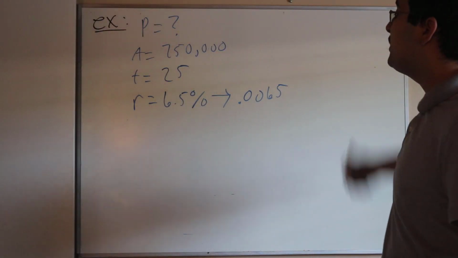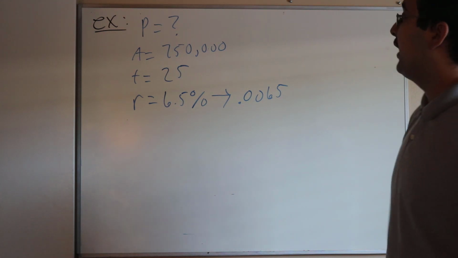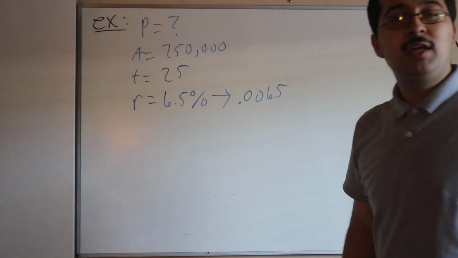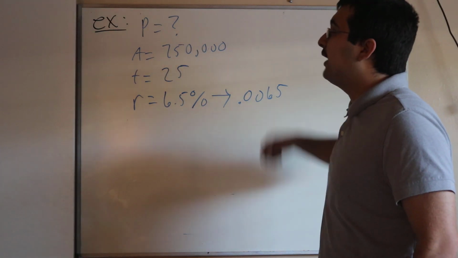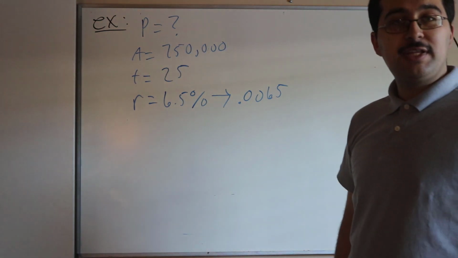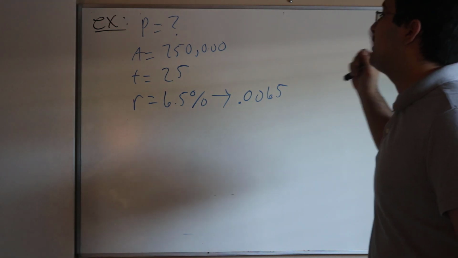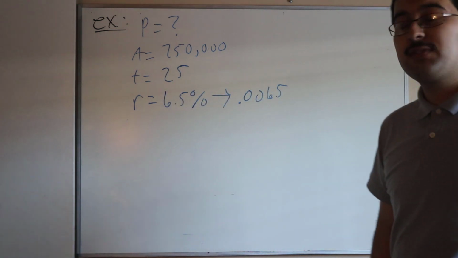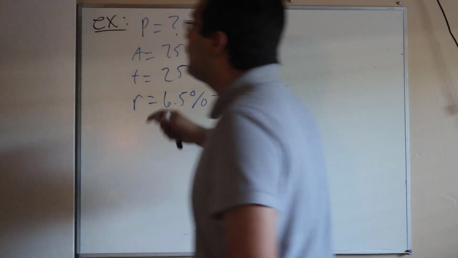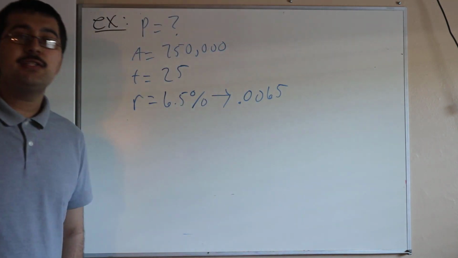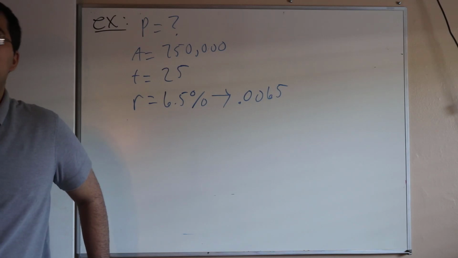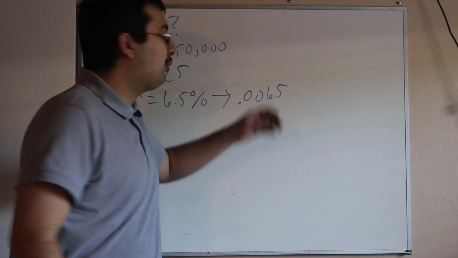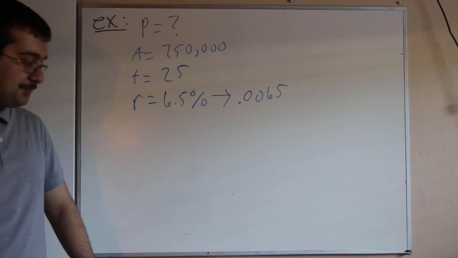Okay, so just to list the important information again, right? We are trying to solve for P. We're trying to understand what our initial investment was. We understand that in our account we have 7,500,000, and that this is occurring after 25 years. Also the interest rate in our account is 6.5%, but of course we don't use percentages. We convert this to a decimal by dividing by 100, and we get that our rate is 0.0065.